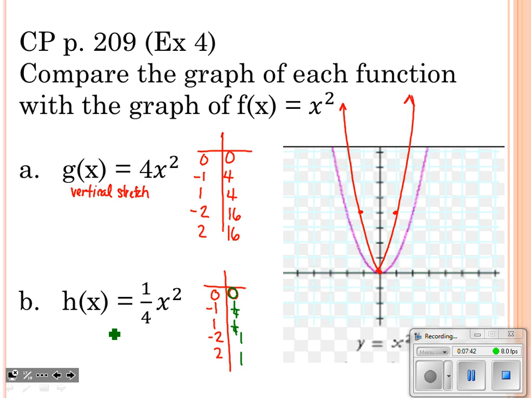So graphing this one, 0, 0 is still a point. But then negative 1, 1/4. And positive 1, 1/4. 2, 1, and negative 2, 1. Take a look at what it does to the shape of your graph.